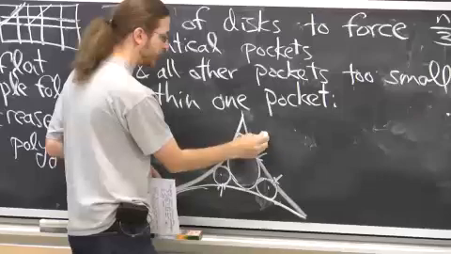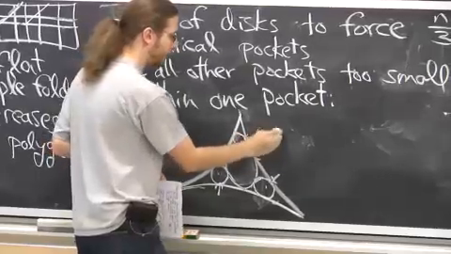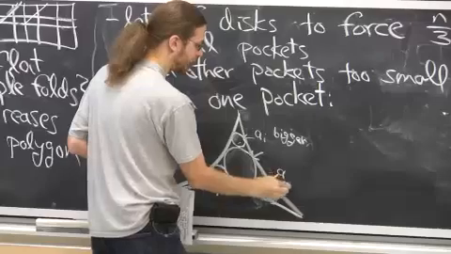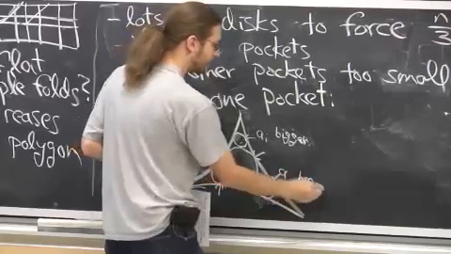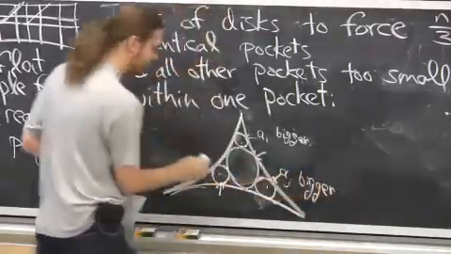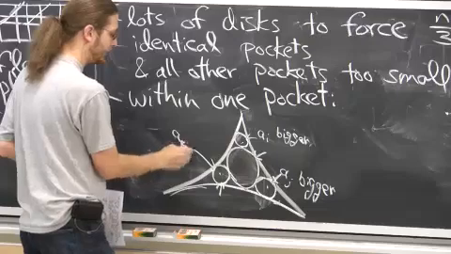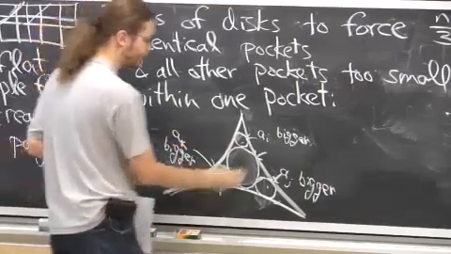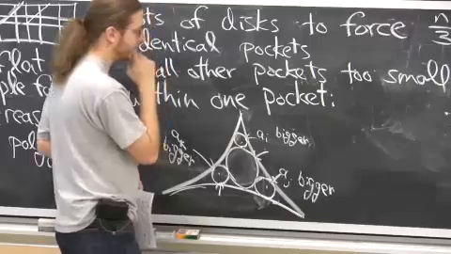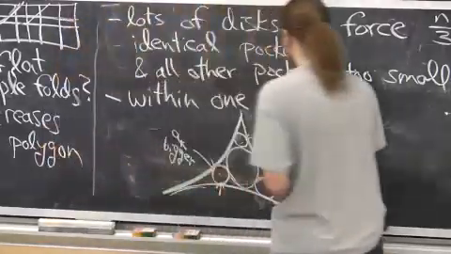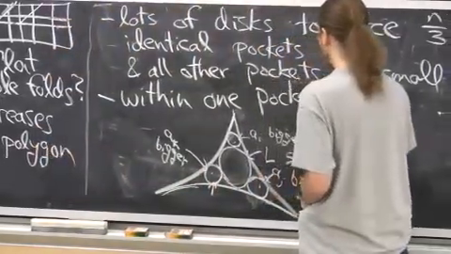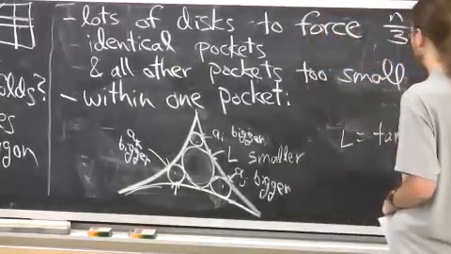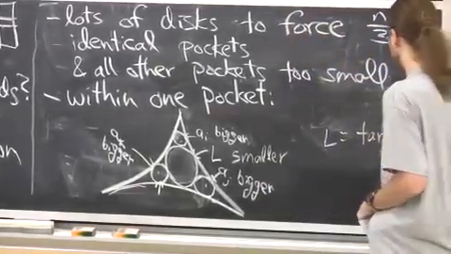So I'm going to make this one a_i bigger. I'm going to make this one a_j bigger. And I'm going to make this one a_k bigger. And this one, what did I call it? L? Smaller. So L is the target sum for a triple.